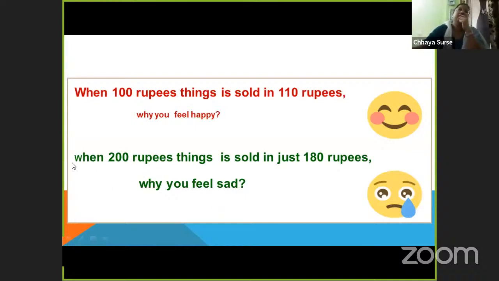Now let's start. So when a 200 rupees thing is sold for just 180 rupees, here we got 20 rupees less than the purchasing price. So that's why here we feel very sad, because we got 20 rupees less than the purchasing price. Clear? So here I have given the two examples.